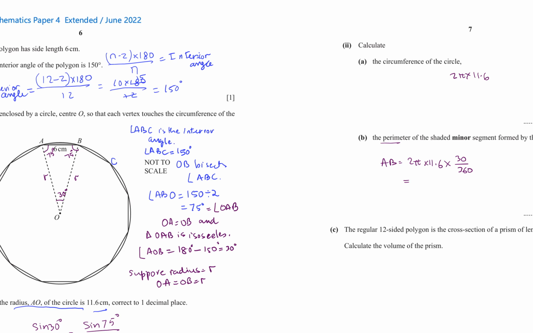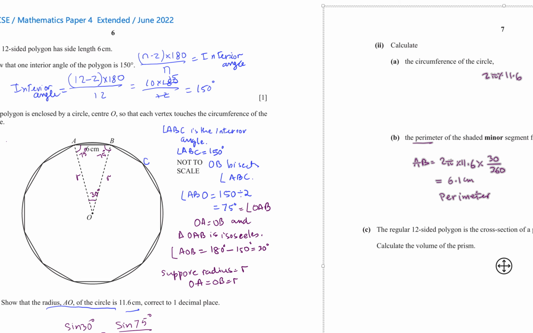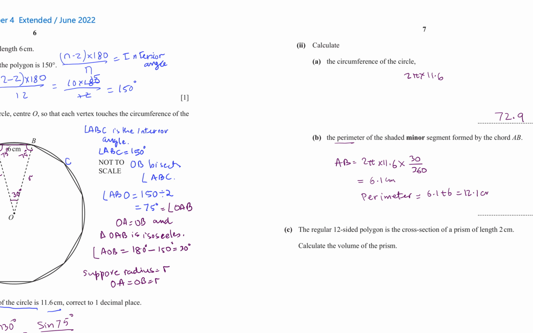That is equal to, 1 decimal place, isn't it? That is 6.1 centimeters. So the perimeter of the shaded segment, I just have to add the chord AB, this length, so that would give the perimeter. So that would be 6.1 plus 6, that is 12.1 centimeters. So that's the answer.